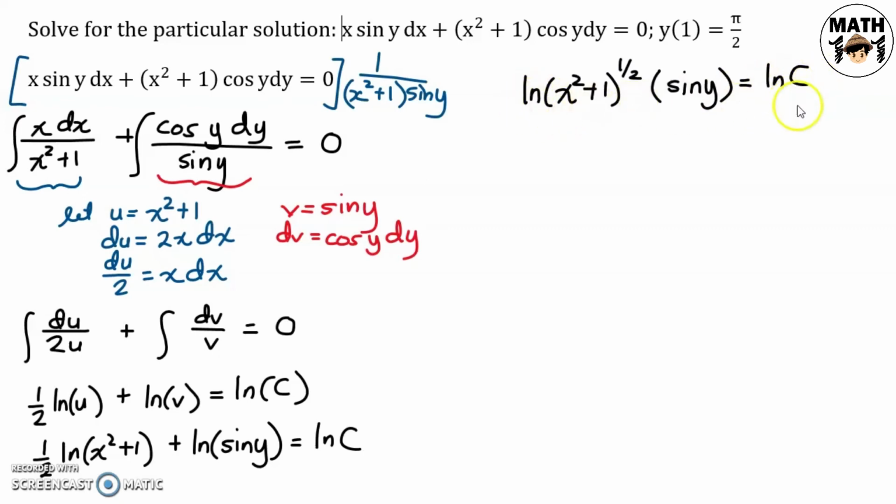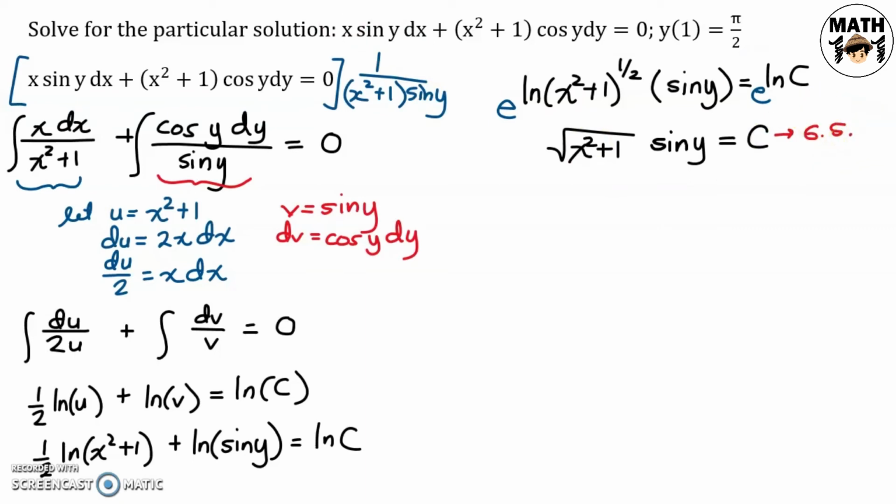And to remove ln sa both sides ng equation, we should take the e of both sides. So, matatanggal natin yung ln. And the result from that is, sulat na natin to as radical. So, square root of x squared plus 1 multiplied by sin y, that is equal to c. This is now the general solution of our differential equation.